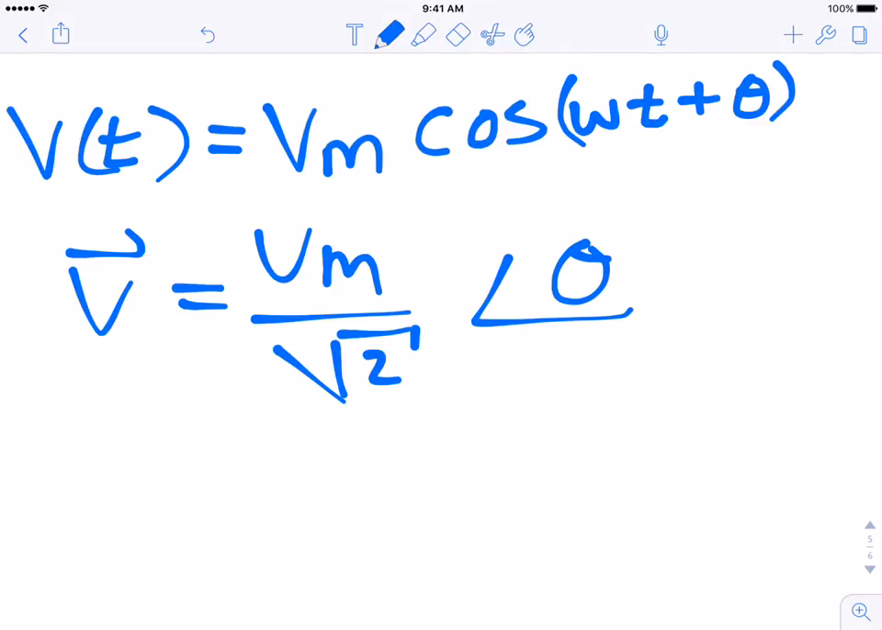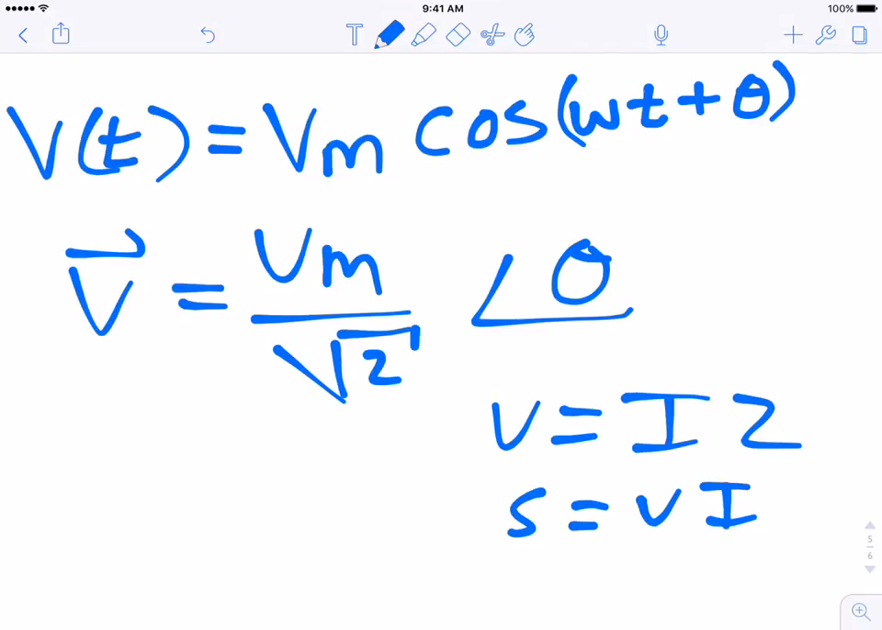And once you have this phasor form of your voltage, now you can use it in equations, right? You can do V equals IZ, you can do S equals VI complex conjugate, right? So this makes it much easier to solve these problems.